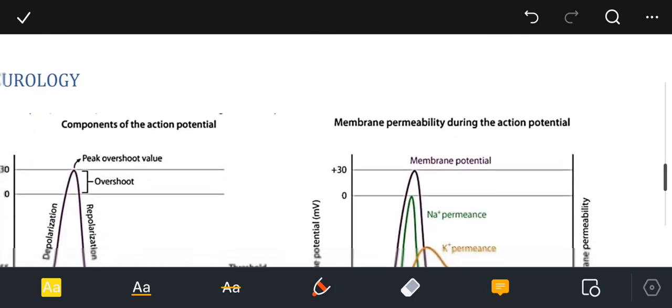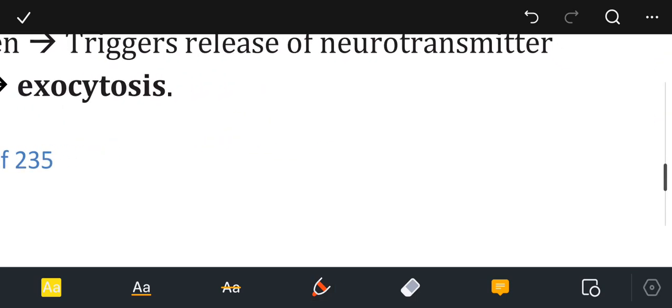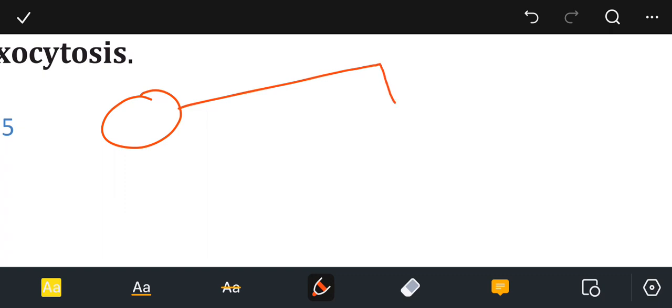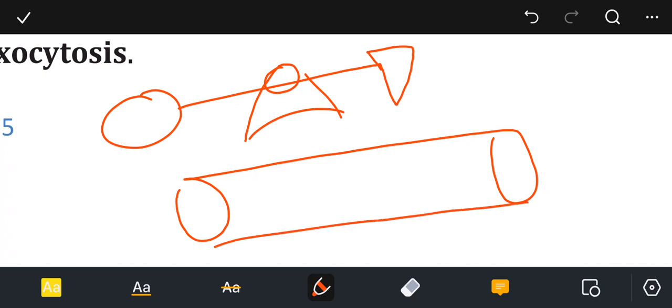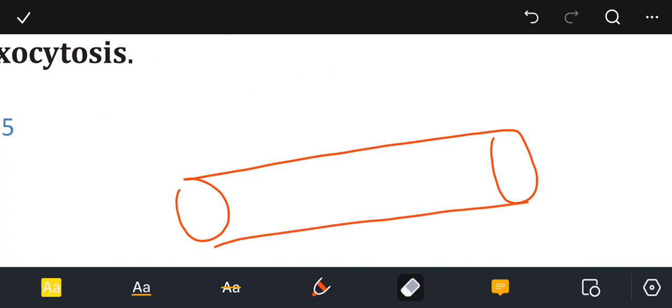So, what it is trying to tell you is that suppose here I'm drawing the axon, right? Before the axon, let's draw a cell body. Suppose this is a cell body and then we have an axon and then there is an axonal terminal. If I magnify this particular thing, it will look something like this: this is the axon, and in this axon, we have excess of positive charges which are clustered outside and excess of negative charges which are clustered inside.